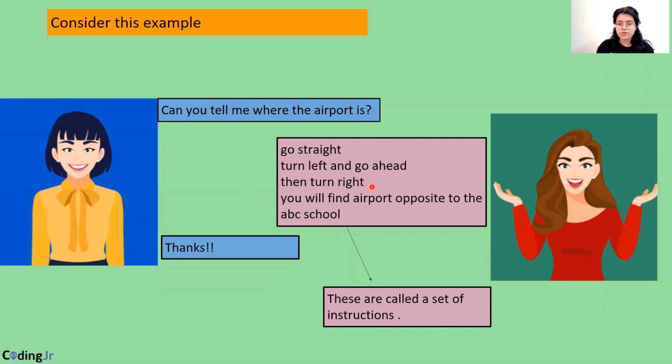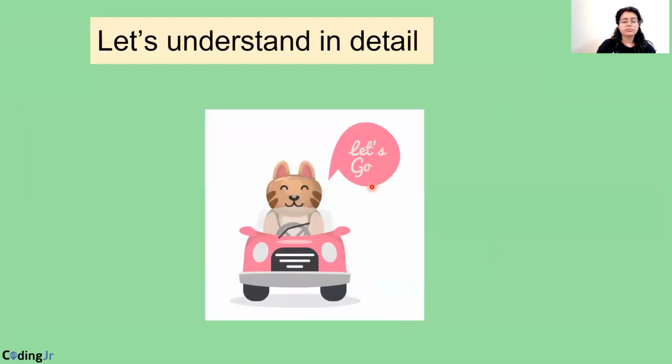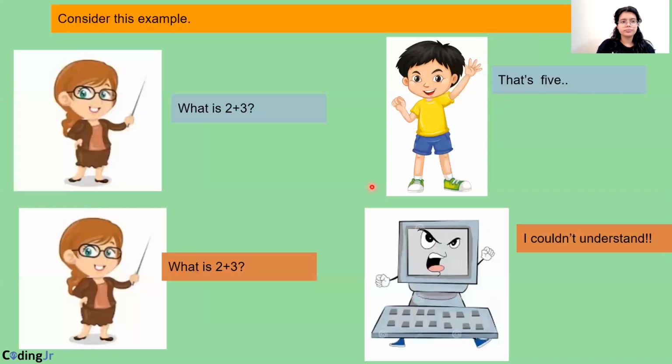But that set of instructions should not be in English language or Hindi language or any other language. It should be the programming or the computer language. Okay. Similarly, the computer is given a set of instructions and these are called the computer programs or the code. Okay. Let us understand it.